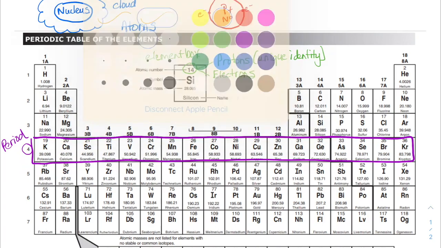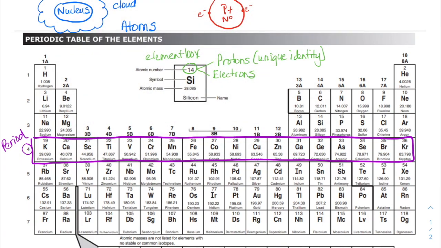All right, so let's switch colors up and we're going to talk about the columns now, okay? So the columns are the up and down portions that you can see right here. So I'm going to go ahead and outline the second one. And instead of calling them columns on the periodic table, we would call them a group.